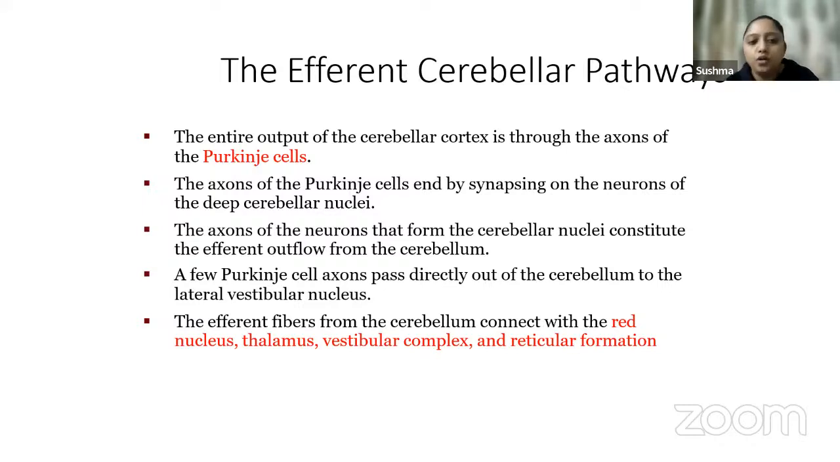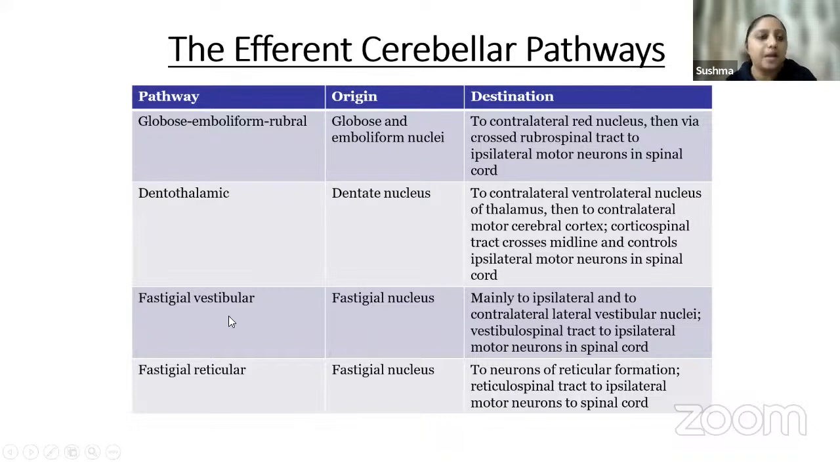Okay. Now there are two tracts, the cerebello-thalamo-cortical, one tract, cerebellum to red nucleus to thalamus to cortex, another tract. Through these two tracts, which arise from the superior cerebellar peduncle, the output, the decision from the cerebellum goes to the cerebrum. Okay. Then the efferent cerebellar pathways are globose emboliform rubral, dentothalamic, fastigial vestibular, and fastigial reticular.